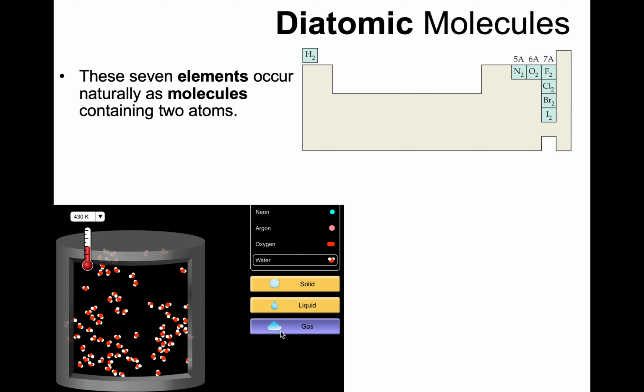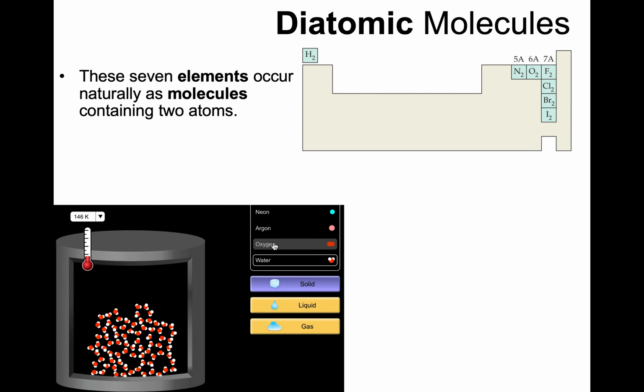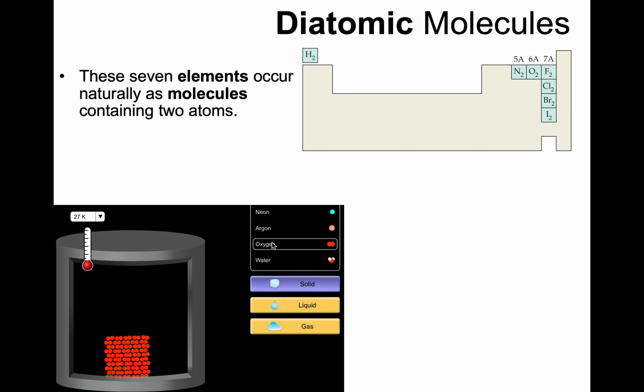Notice in each case, we preserved the molecule. We had a discrete molecule. We were just changing the spacing on them. We were changing the potential energy. Here we see oxygen as a solid. So it's at a very low temperature. Oxygen is one of our diatomic molecules. And sure enough, we can see that we have many, many O2 molecules that are stacked up.